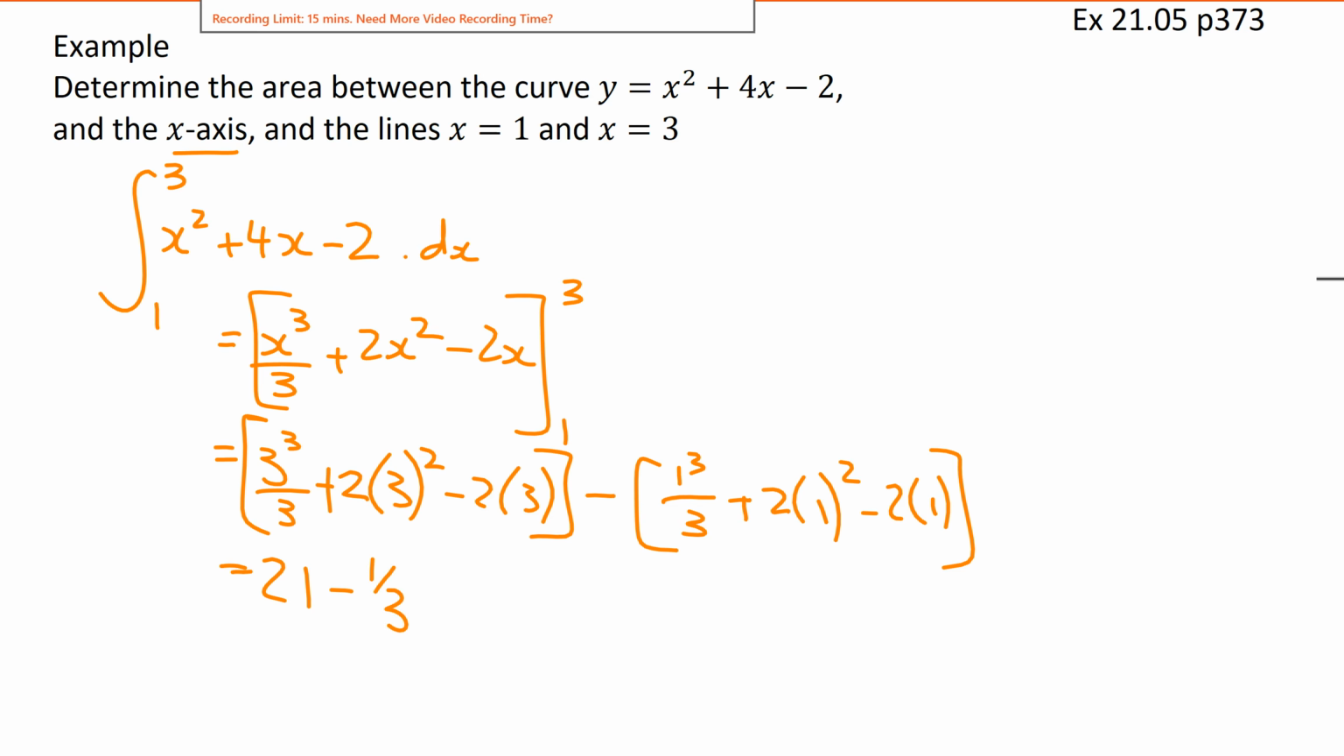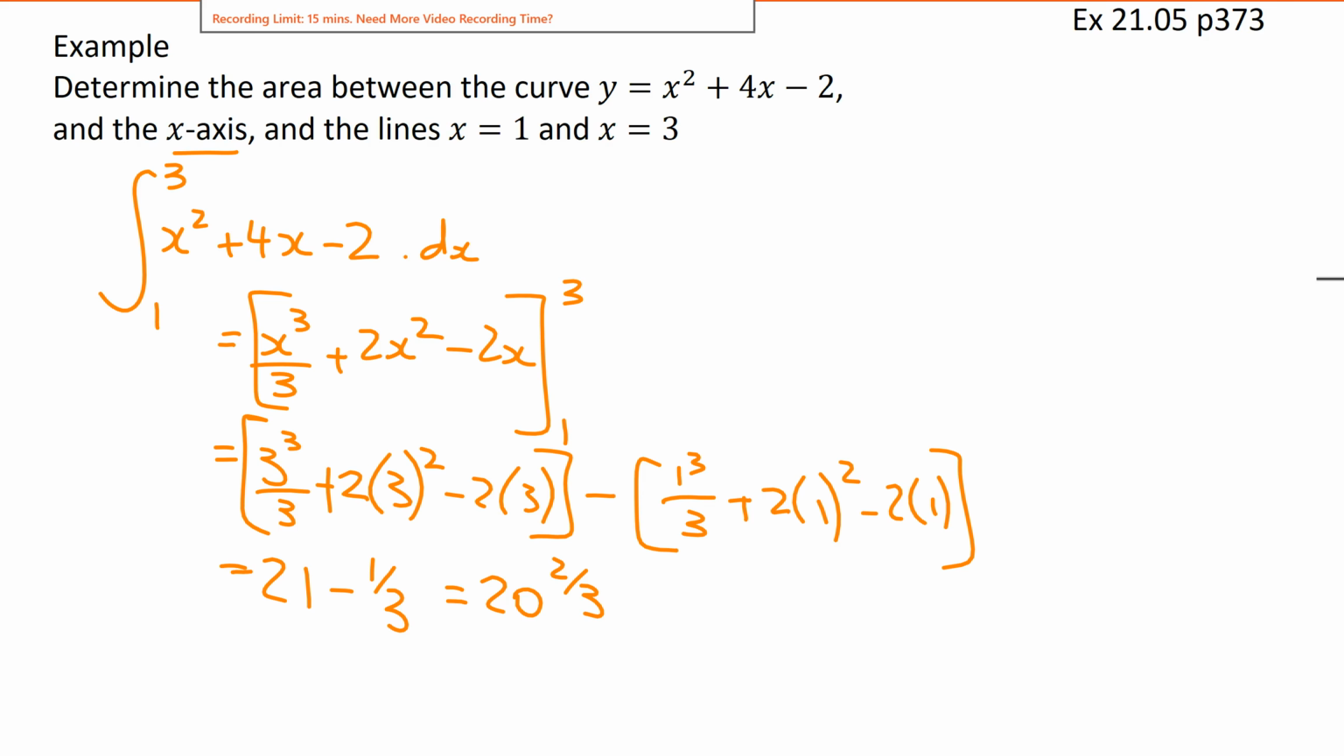So therefore, my answer should be 20 and 2/3. Does that make sense? Does that seem like a lot of work? Is it exactly the same as the question we were just doing before? But now it's in the context, eh?